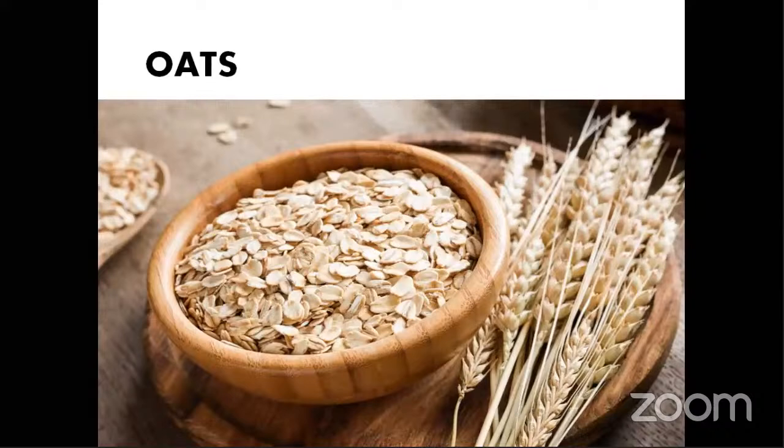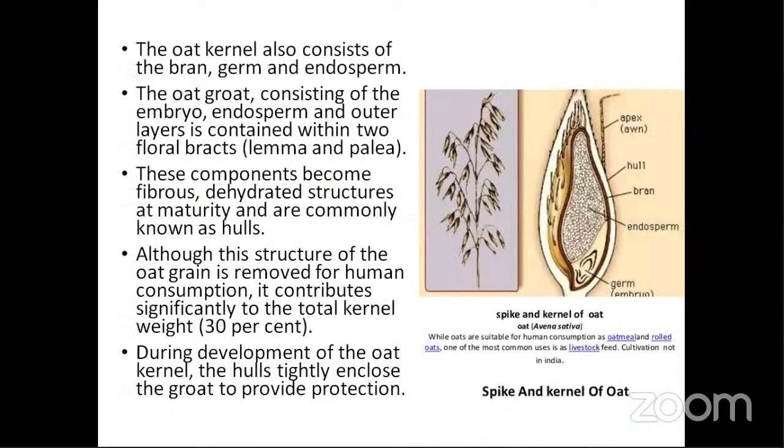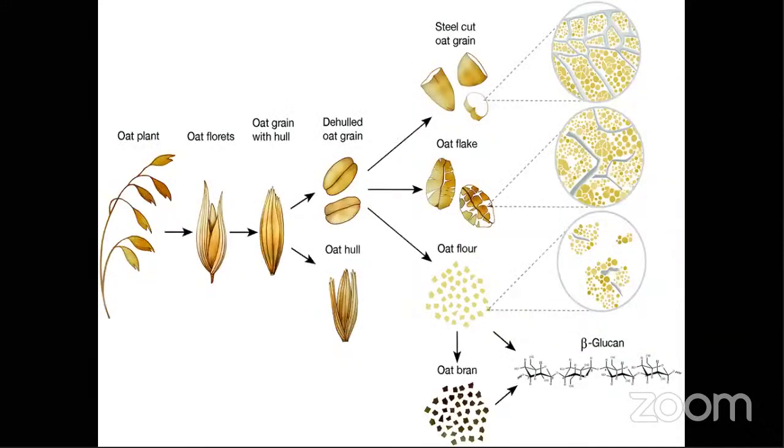And now comes the oats. This oat is again composed of bran, germ and endosperm. I think before that, I should show you this slide. So this is an oat plant, and you may see the oat florets. This is an oat grain with hull. When the hull is removed, we get this oat grain. Then we cut these, and they are known as steel cut oat grains. Then oat flakes can be prepared. Oat flour can be prepared. And there will be oat bran also.